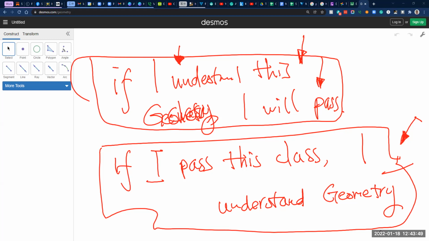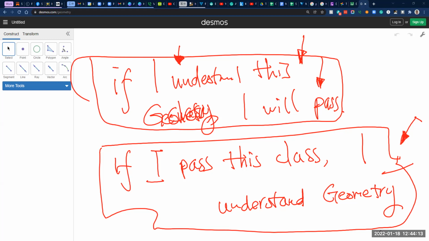Now we know the first one is true, right? If I understand geometry, I'll get A. Let's assume that is true. In most cases, if you understand geometry, you'll get A in a public school. But is the converse necessarily true? No, it's not necessarily true, right?